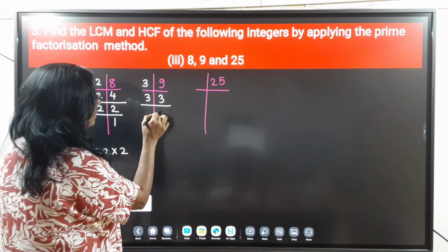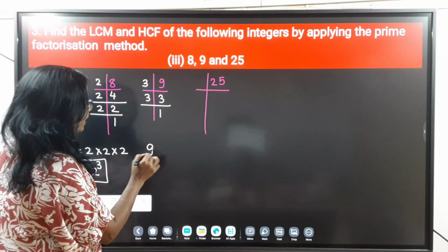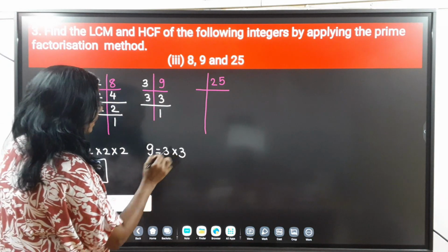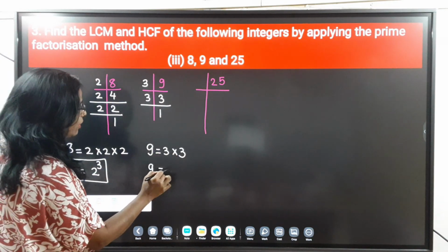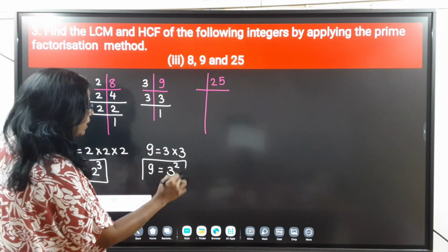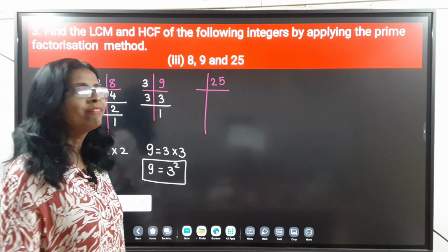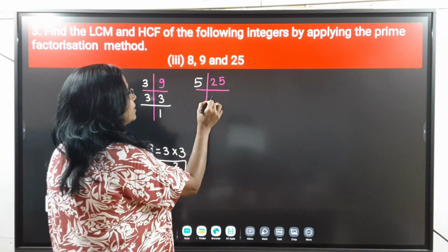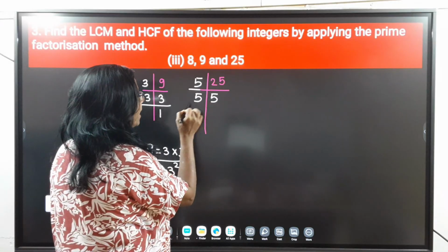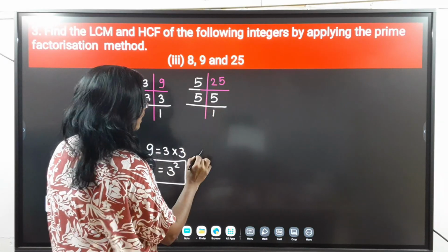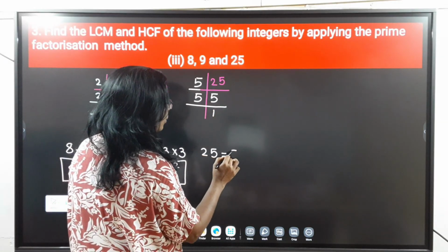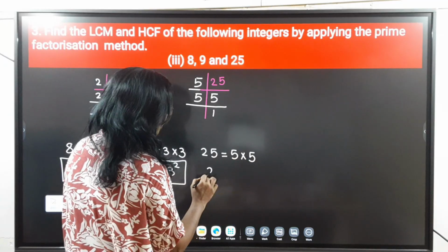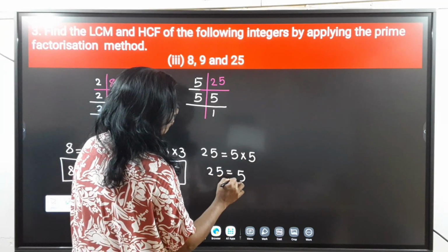Okay, cube of 2. Then 9, that means 3 3s are 9. Then 3 1s are 3. So I write down the factor of 9 is equal to 3 multiply 3, and that means, students, 9 is equal to the square of 3. Okay students, and then the 25, factorize the 25, that means 5 5s are 25 and then 5 1s are 5. Okay students, and that means 25 is equal to 5 multiply 5, and that means 25 is equal to the square of 5.